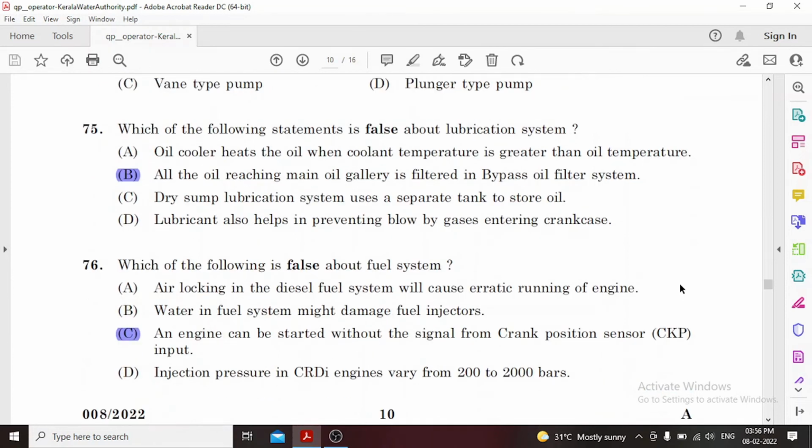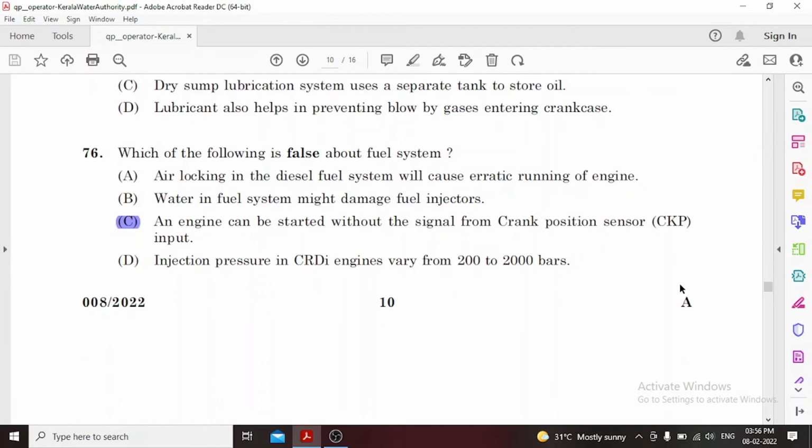76. Which of the following is false about fuel system? An engine can be started without the signal from crank position sensor CKP input. Option C.